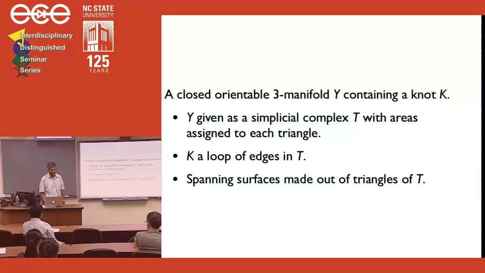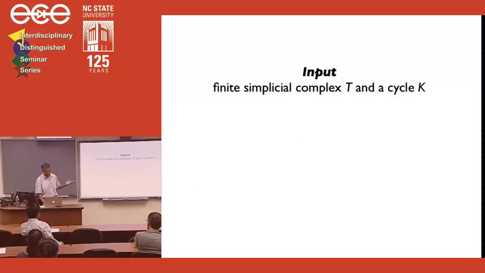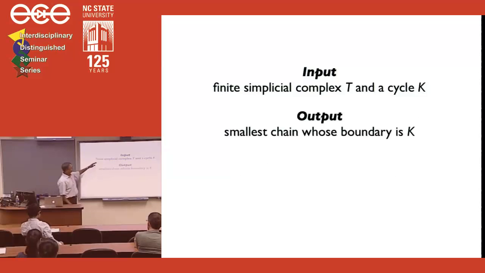So more generally, if you're given a 3-manifold containing the knot, and you're given this manifold as a simplicial complex with areas assigned for each triangle, and the knot is given as a loop made up of edges, and you're only allowed to use the triangles that are given to you, can you patch up this knot and find me the least area surface? This is the input, the complex and the given knot, and you want to find the smallest.